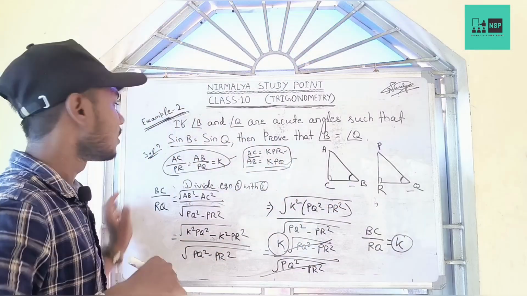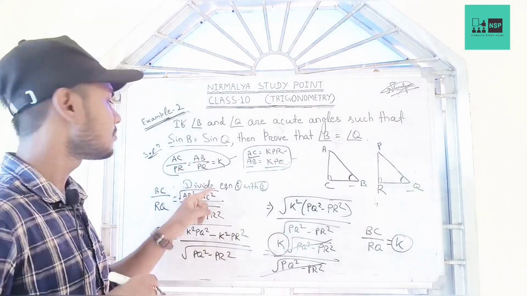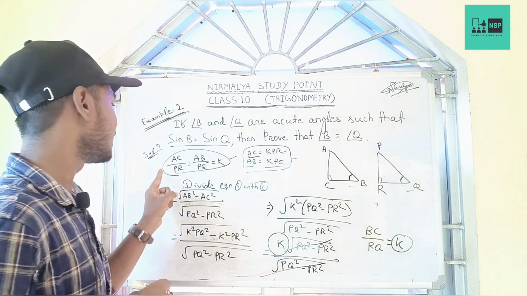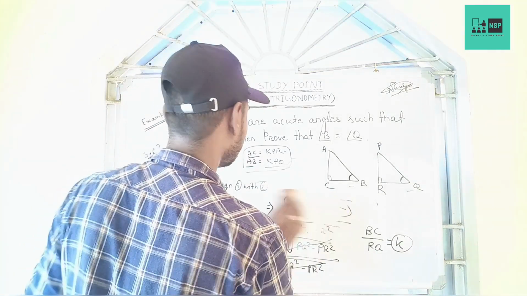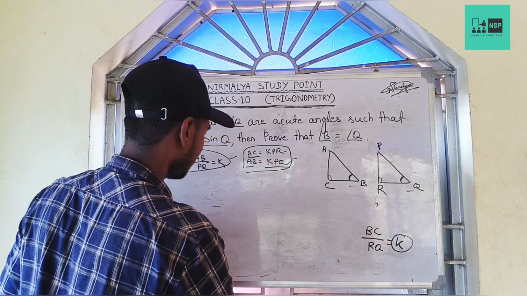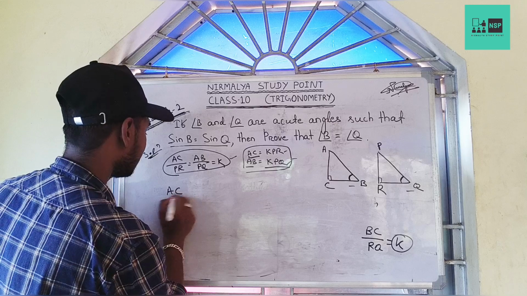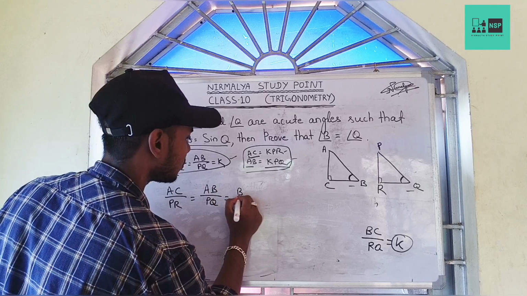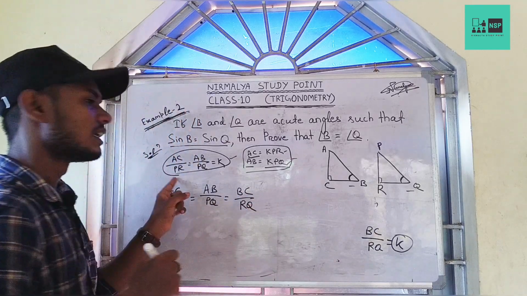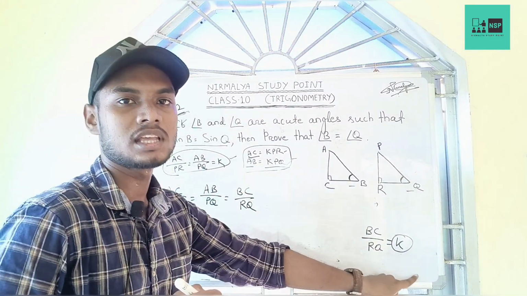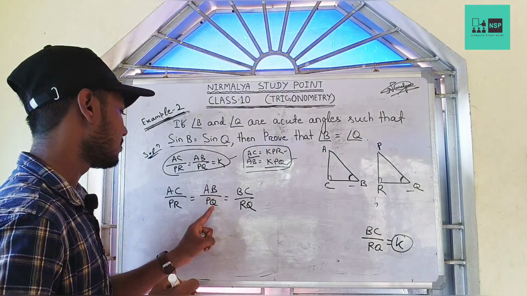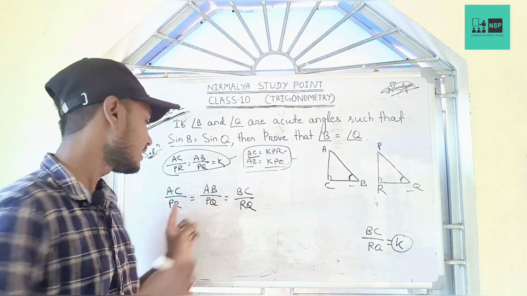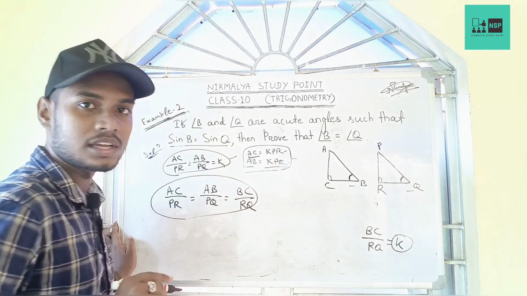As we know here AC by PR is equal to AB by PQ, both are K, and here BC by RQ is also K. So we can simply write AC by PR is equal to AB by PQ is equal to BC by RQ, because these are the same with K. As we know, if the corresponding sides are in the same ratio, then the angles are also equal.